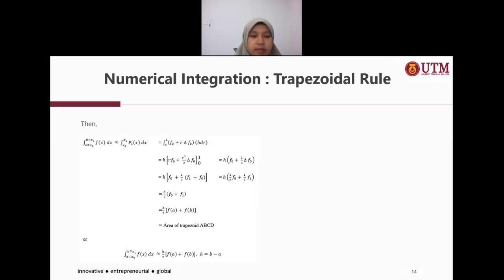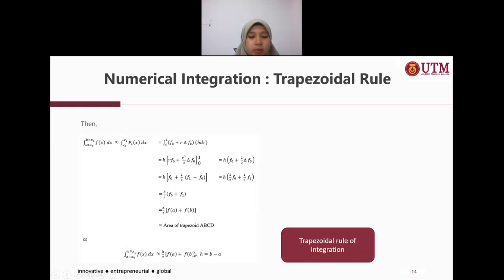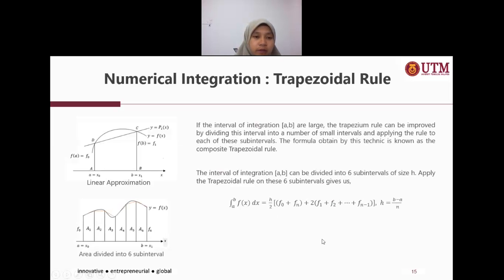After we do a derivation of the formula, we will get the area of trapezoid ABCD, or generally, this formula we will set as the trapezoidal rule of integration. As you can see on the left screen, there is a figure of linear approximation where we only use one trapezium. So, to improve our solution, we can divide this interval into a small number of intervals and apply the rule to each of these subintervals.